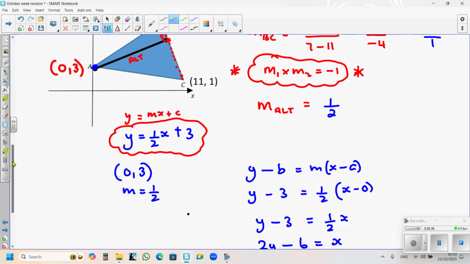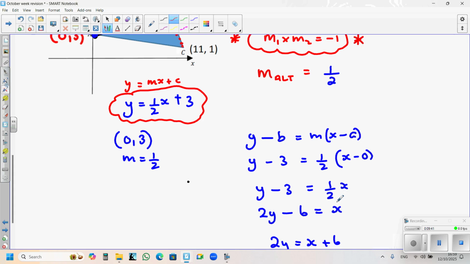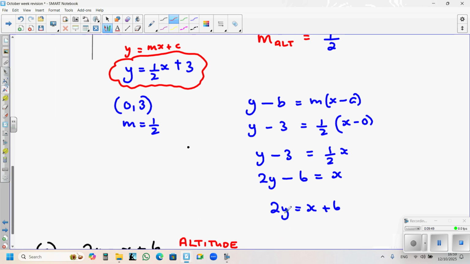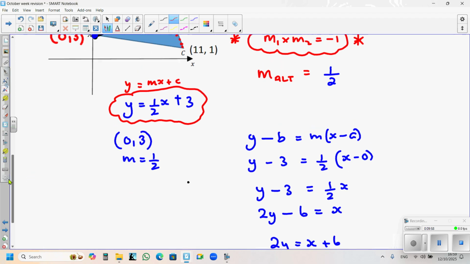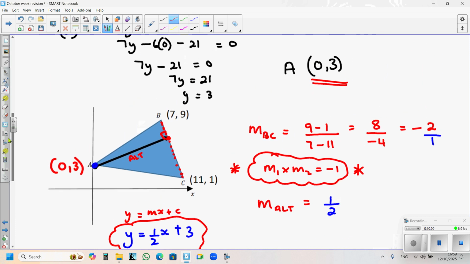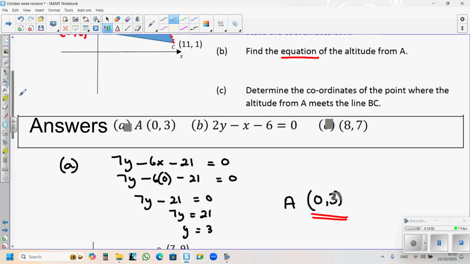But what we tend to do is get rid of fractions. So I'm going to multiply it all by 2. So 2y minus 6 is equal to x. And normally we've got the y term first, then the x. So we add 6 onto both sides, and that gives me the equation of the altitude. Now, I'm going to go back to the question, and we'll find out what the next part is we've got to do.